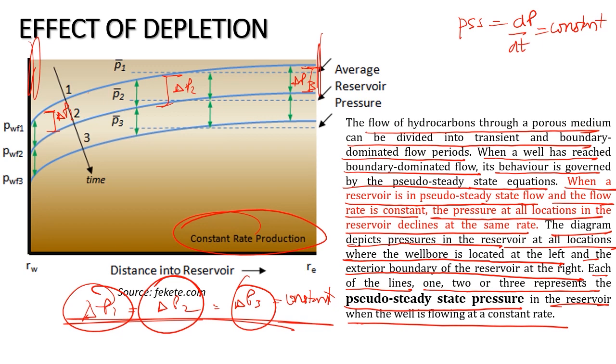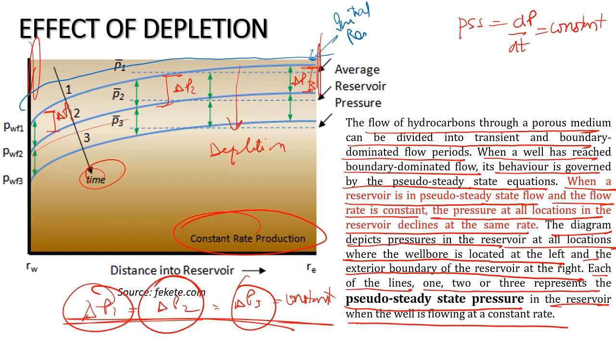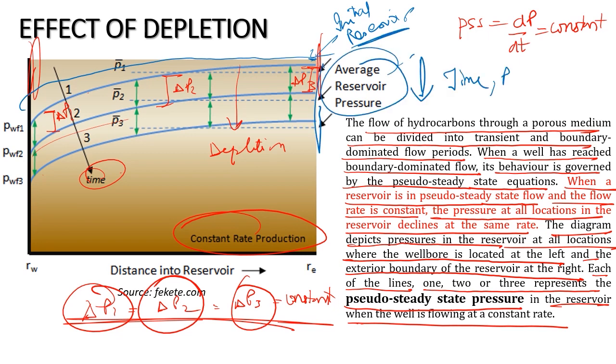So with time you can see how my pressure profile is changing. Why is this changing? Because of the process of depletion. If I would have conducted a well test at the initial stage, I would have got this point. This would have been my pressure profile, where this is my initial reservoir pressure. Now with time, as I am depleting my reservoir, my average reservoir pressure will also go down, because of depletion, which is very obvious. Again, this particular figure I have taken from Fekete.com. Now let's move further.